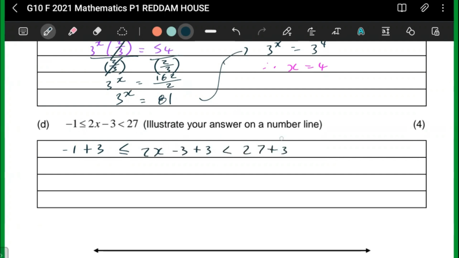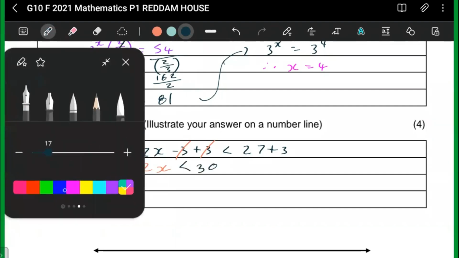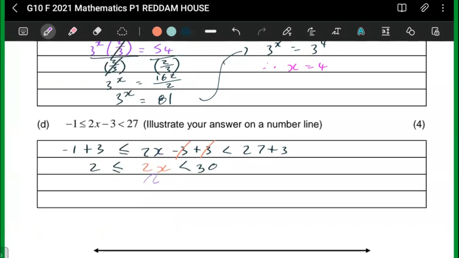So doing that, it's -1 plus the 3, you're going to get a 2. And then here, if you add a 3, obviously this cancels out, so you're going to have 2x here. And then here, 27 plus 3 is 30. So all this being done, you can divide by 2 everywhere. Divide by 2, divide by 2, divide by 2. This is going to give you a 1, this here is going to give you an x, and this here is going to give you a 15.